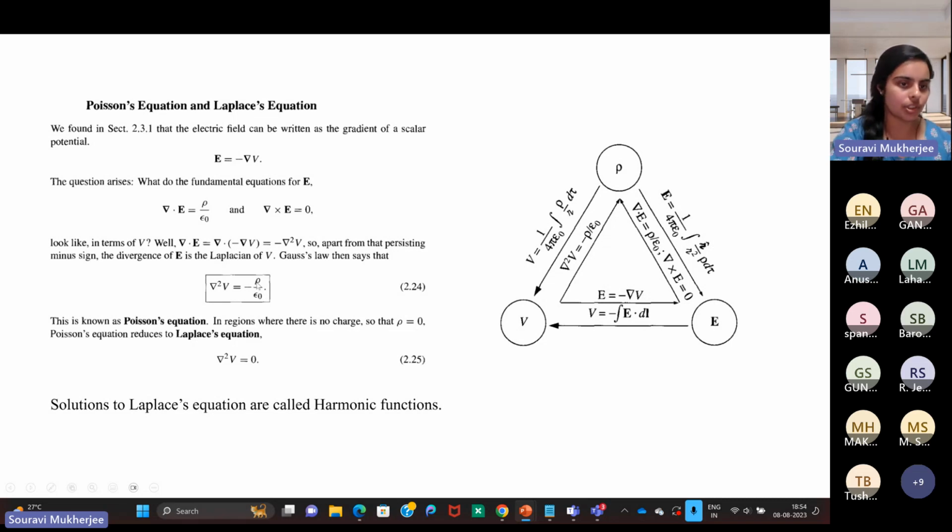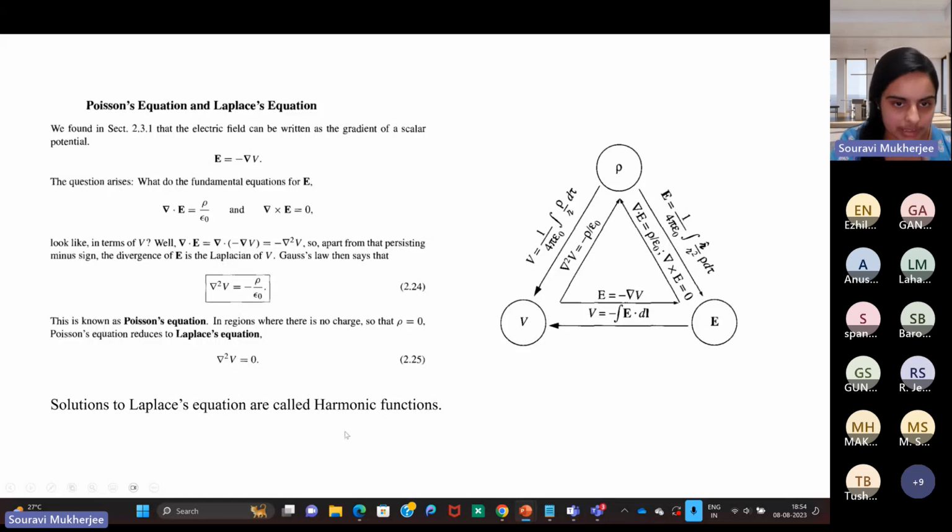And now if there's no charge in some volume, that is, you have some volume with no free charge or no charge density, what happens? Your rho is 0, right? And then what you get is the Laplace equation: del square V is equal to 0.